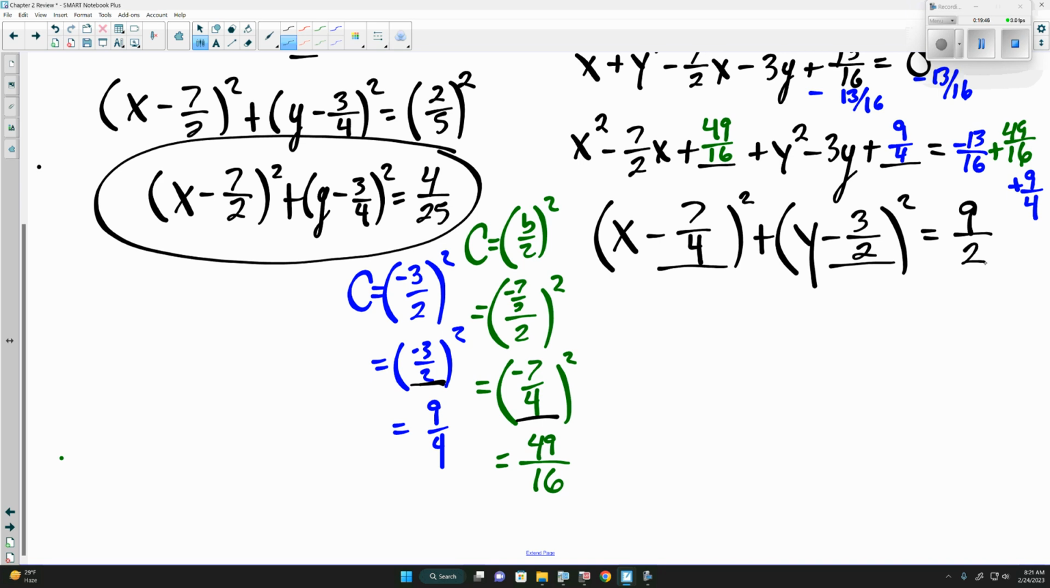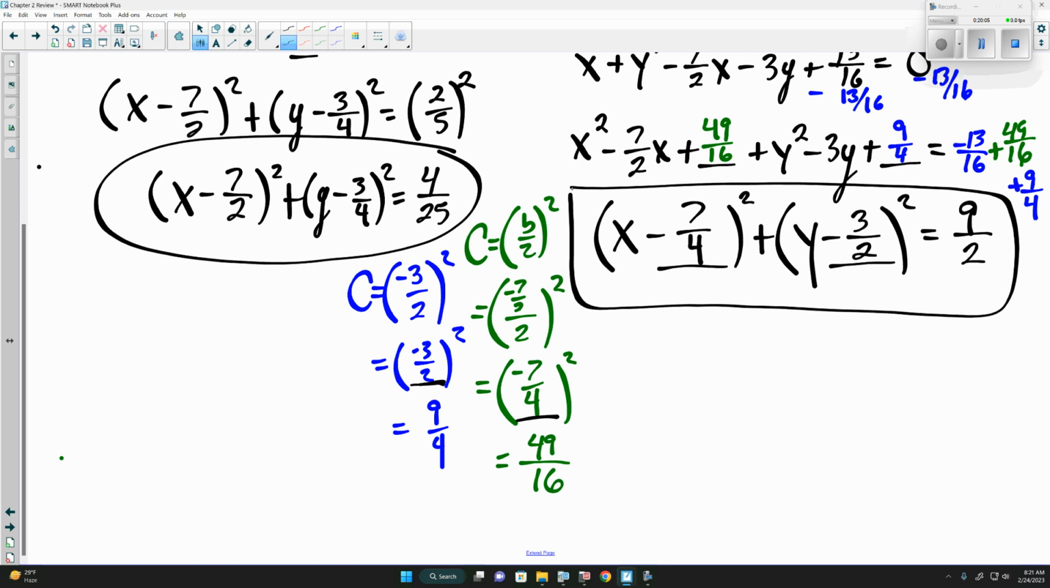Any questions on any of this here? Now we don't have to do anything from this here. We just needed to get this equation set up. So this here is the final answer. Questions on this here?